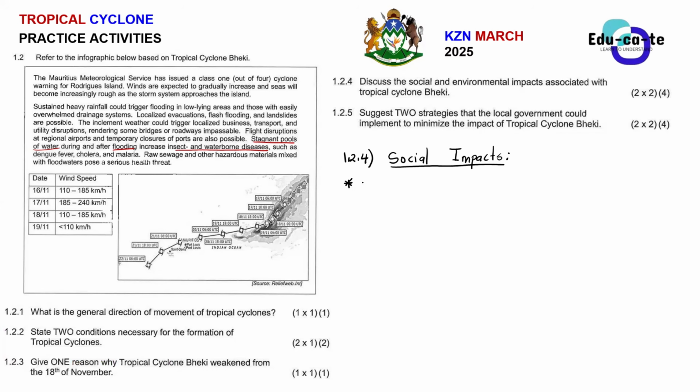So we can say that the flooding, when we are discussing, we need to give the cause and the effect. So we had flooding here that resulted in the spread of waterborne diseases. You can also give examples. Okay, so it does affect us as humans because we get ill.